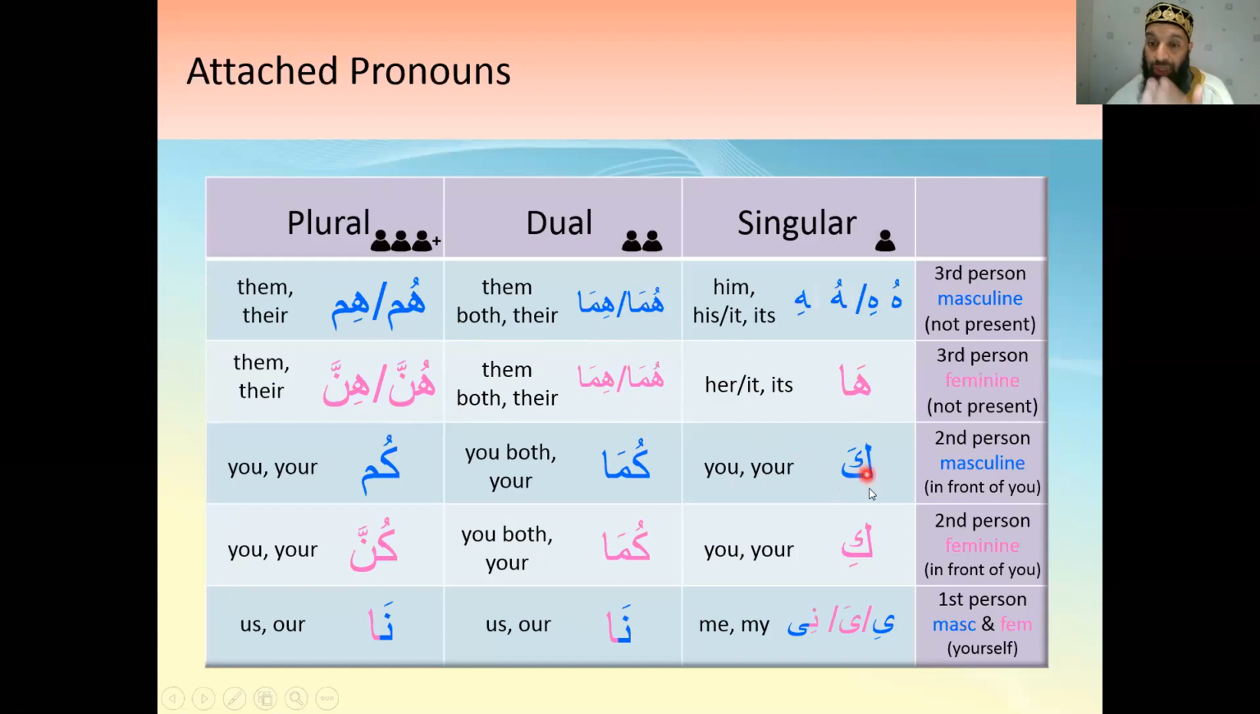And then kitabuka, your book, masculine. Kitabukuma, your two's book, masculine. Kitabukum, your all's book, masculine. And these endings, you can put them on nouns, you can put them on verbs. These are powerful. This is table number one, the most important table in this course, in my opinion. If you do not know this table, you are nowhere. You are nowhere, I'm telling you. Meaning, you're not going to understand.